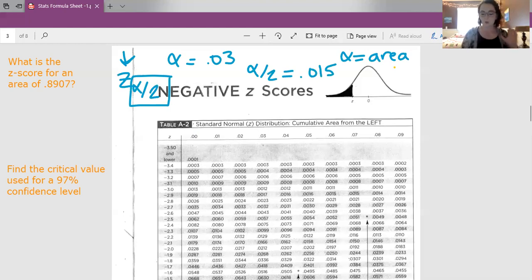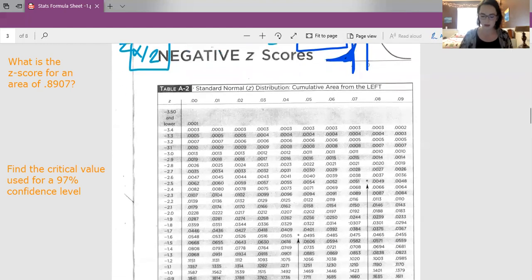Okay, now, what do we have here? What is this number? Hopefully you noted that alpha is area, and all we did is cut it in half. So 0.015 is an area. Now, here's where it becomes important about the notes I was making previously. 0.015 is less than 0.5. So we know we're going to end up with a negative Z value when we go to find this area.